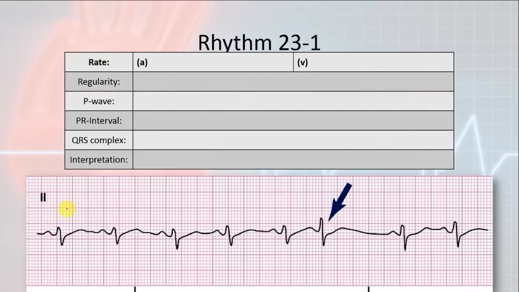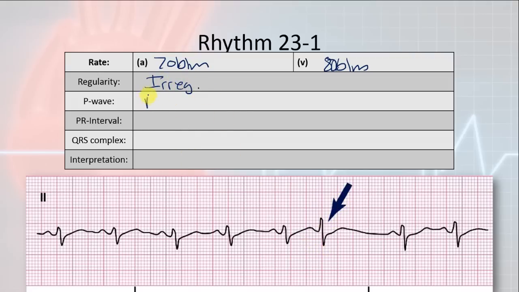Now let's interpret some rhythms. Let's consider our atrial rate. We have P waves here, 1, 2, 3, 4, 5. I don't see a P wave here, 6, 7. So I have an atrial rate of 70 beats per minute. Let's look at our ventricular rate, 1, 2, 3, 4, 5, 6, 7, 8. So our ventricular rate is 80 beats per minute. Is it regular or irregular? Well, it's going to be irregular because of that particular complex right here.